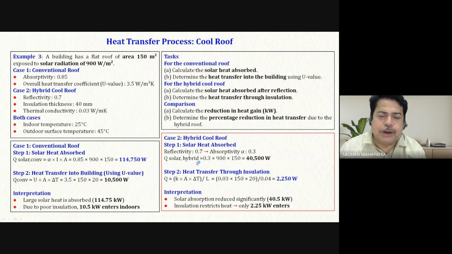Now let's look at the hybrid cool roof. Where reflectivity is 0.7, so absorbability is 0.3. In case of the hybrid, it is 0.3 into 900 into 150, which is only 40,500. Now there is an insulation of 40 mm, thermal conductivity 0.03, and then Q is 2250 watt. So solar absorption reduced significantly to 40.5 kilowatt. Insulation again restricts the heat and only 2.25 kilowatt enters.